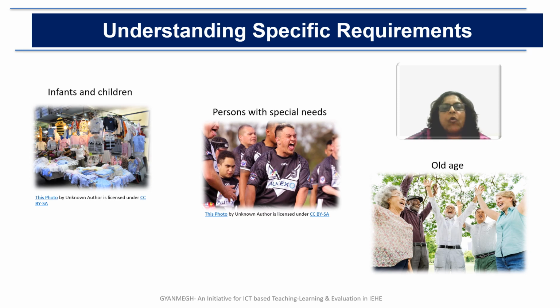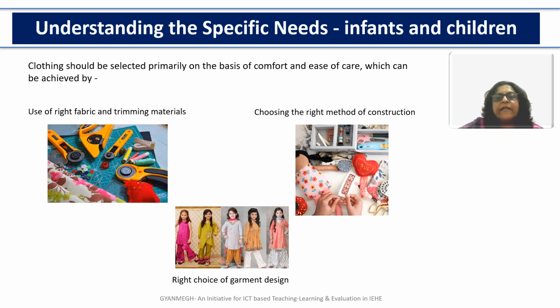Our next topic is understanding specific requirements for infants and children, persons with special needs and old age. For understanding the specific needs of infants and children, clothing should be selected primarily on the basis of comfort and ease of care, which can be achieved by first, use of right fabric and trimming materials, second, choosing the right method of construction, and third and final, right choice of garment design.